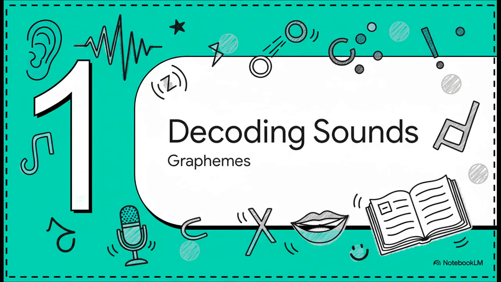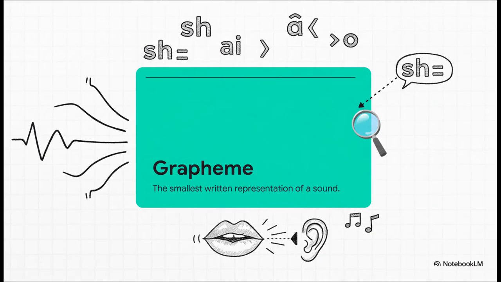Okay, so every good code breaker needs a starting point. For us, that's looking at the sounds we make and the symbols we use to write them down. And those symbols, they have a name: graphemes. Now, this is super important. A grapheme is not just a letter. It's the written symbol, or even a group of symbols, that stands for one single sound.